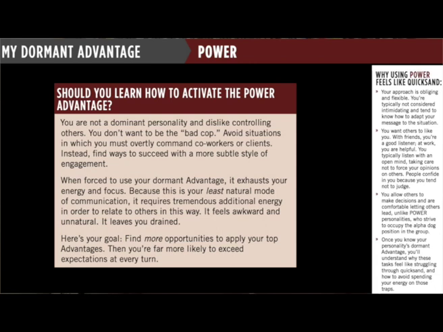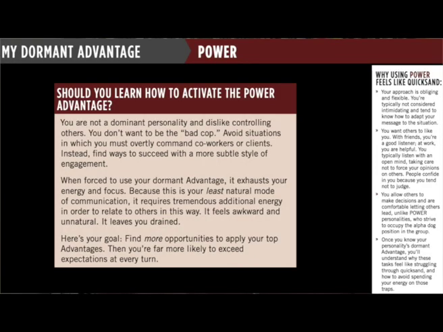And that, I'll just note, is a strong resonance, because I'm not someone who is after a lot of power and after being decisive, and I indeed dislike controlling others. As you see, it talks about how to learn to activate the power advantage. And when forced to use it, it exhausts energy and focus. So I do need to consciously bring energy and focus when I need to be decisive, when I need to see action taken. And perhaps I need to also find others who can support me in doing that. But as it notes, find more opportunities to apply your top advantages, and then you're far more likely to exceed expectations at every turn. So that's a very useful thing to be aware of about our dormant advantage.